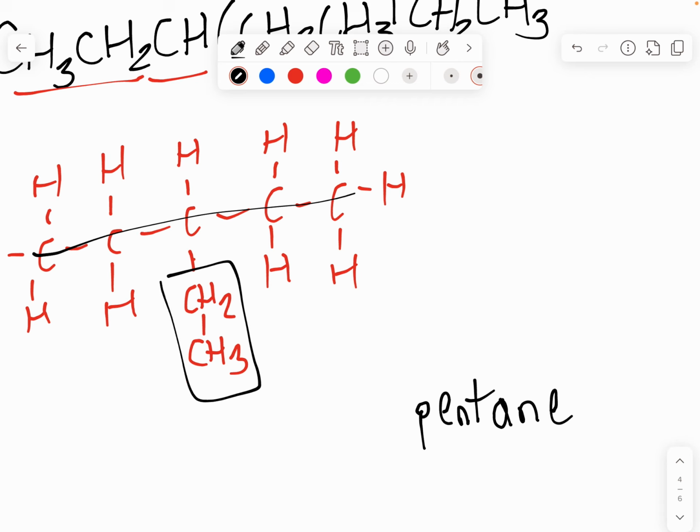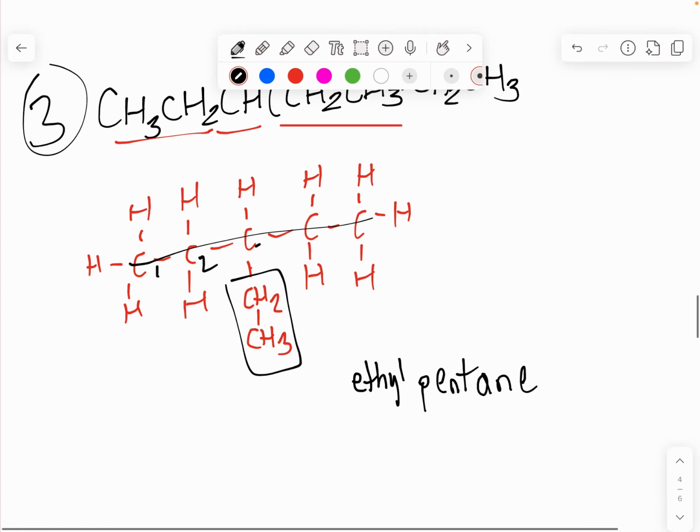Our alkyl group has 2 carbons. So that's going to be ethyl for the alkyl group. And the position, it's on carbon number 3, no matter the way we take it. So it's 3-ethyl pentane.